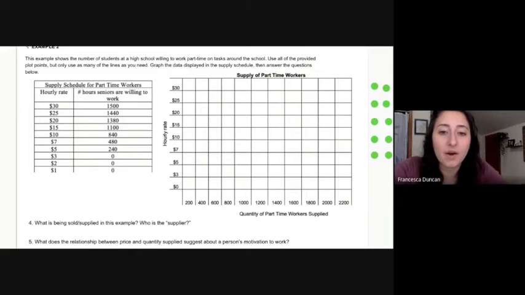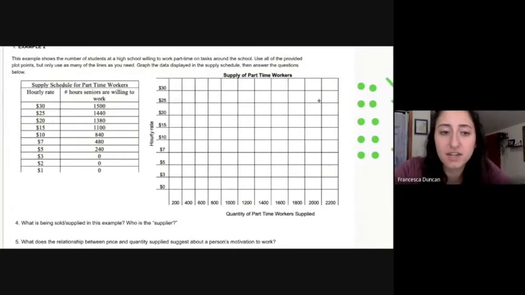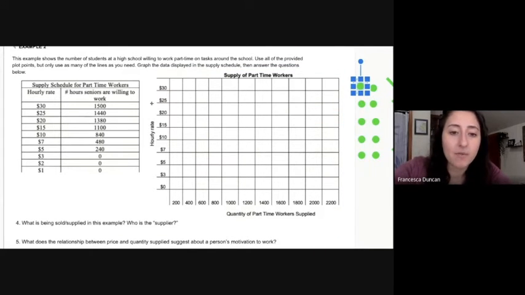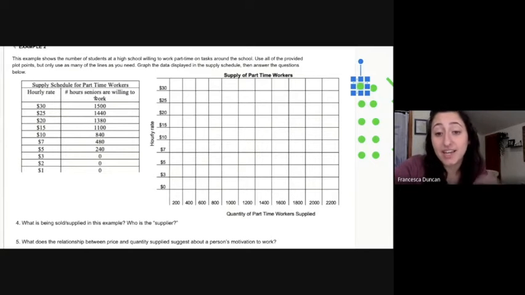Well, how are we going to go ahead and translate that into a visual graph? The first thing you're going to do is you have these points here. And what you're supposed to do is drag them over onto the graph where it corresponds. So again, we have price on our y-axis and quantity on our x-axis. And in this example, price is the hourly wage, and the quantity is going to be the number of workers or students who are willing to work.